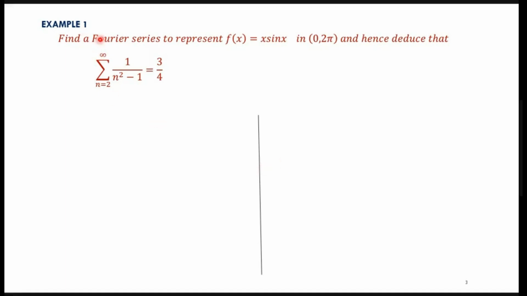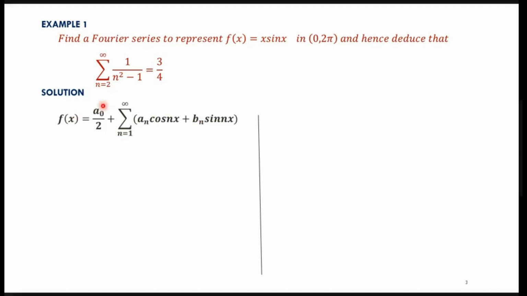So now find a Fourier series to represent f of x is equal to x sin x in 0 to 2 pi, and hence deduce that summation n varying from 2 to infinity 1 upon n square minus 1 is equal to 3 by 4. Find a Fourier series. So we know the Fourier series expansion is f of x is equal to a0 by 2 plus summation n varying from 1 to infinity an cos nx plus bn sin nx. So for this function, our aim is to calculate a0, an and bn.